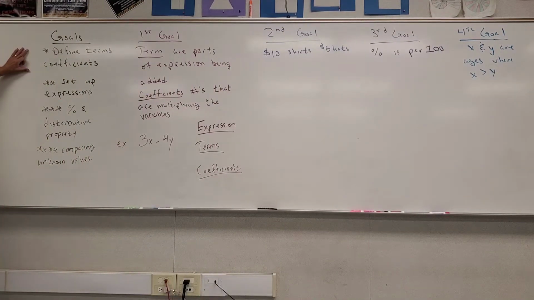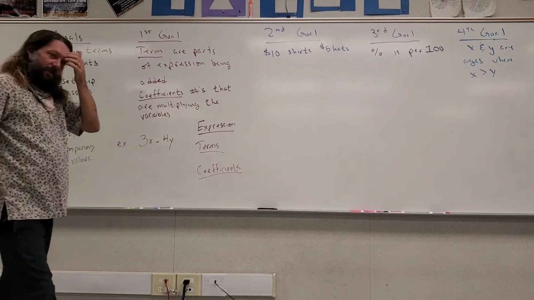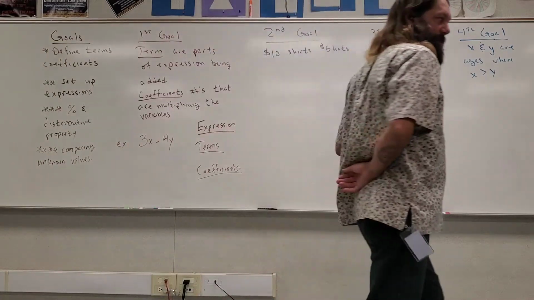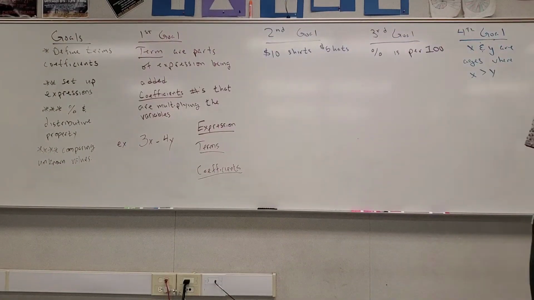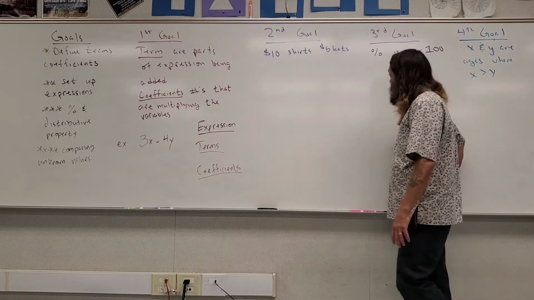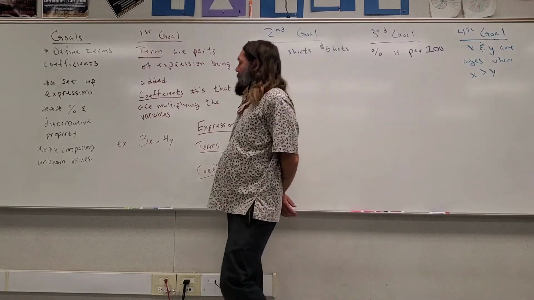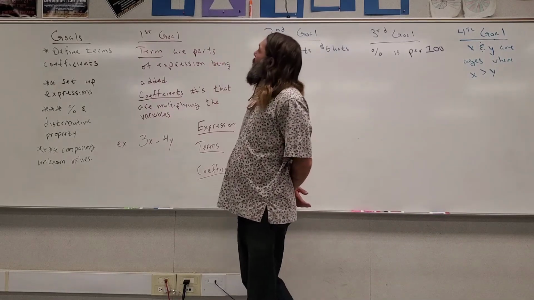read our goals. The first one is we're going to define terms and coefficients. Our second goal is we're going to set up expressions. Our third goal is percent and the distributive property, and our fourth goal is comparing unknown values. So I'm just going to go ahead and jump right in. I'm going to try and keep this as simple as possible. And hopefully this will be good enough for you guys to do all of the homework.